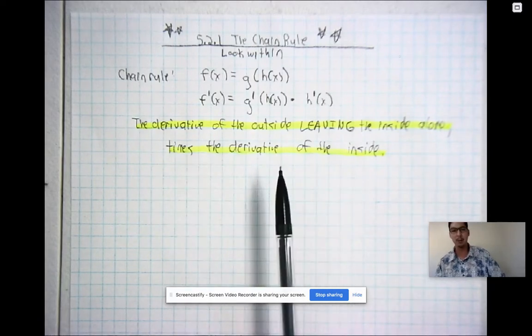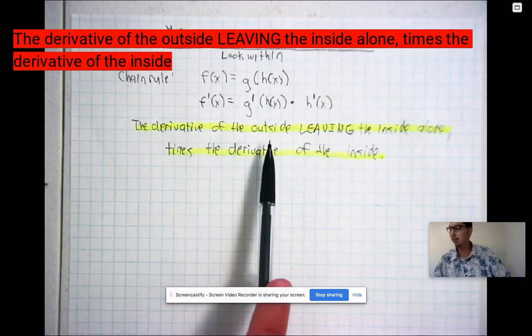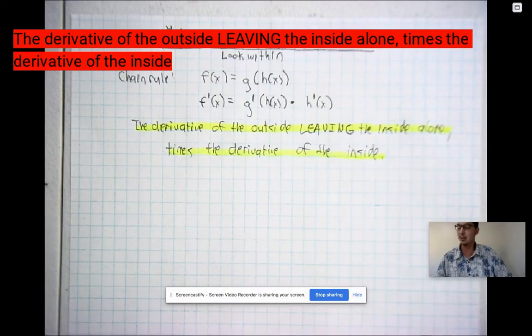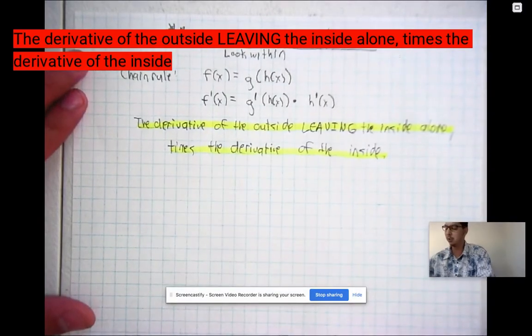And right here, I'm going to pop it up to my text box to my left. The derivative of the outside, leaving the inside alone, times the derivative of the inside. And we'll say it one more time. The derivative of the outside, leaving the inside alone, times the derivative of the inside. That is the chain rule. And it is so useful, as it's going to help us solve so many derivatives.